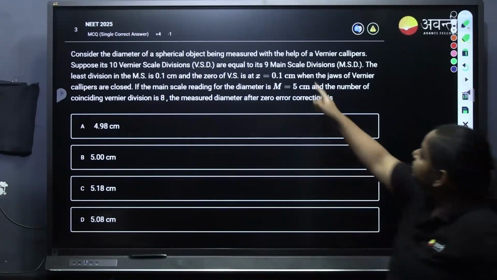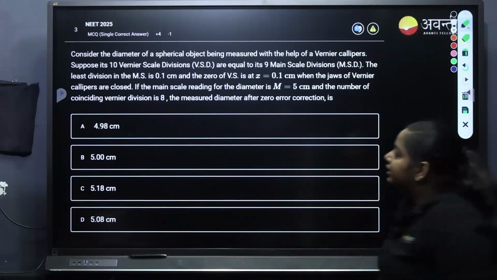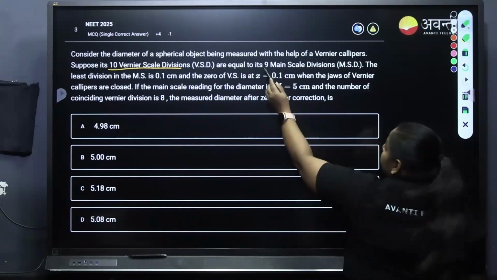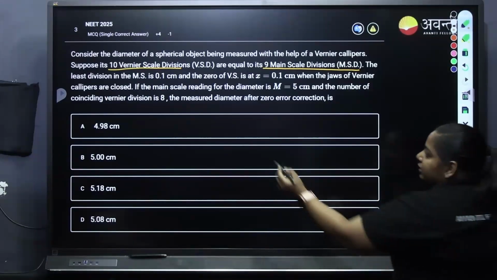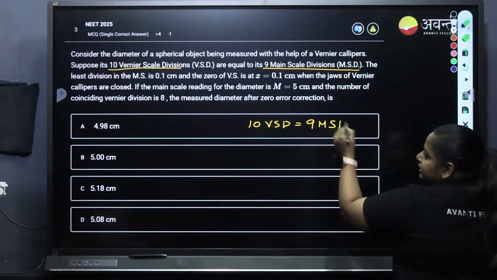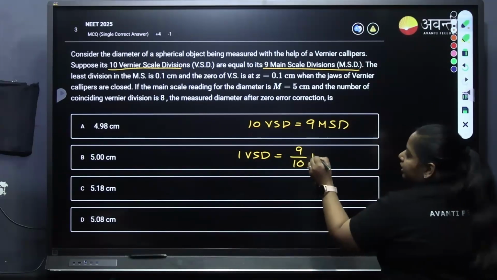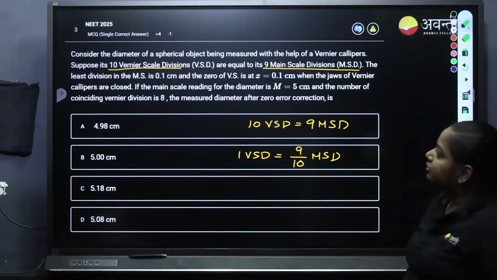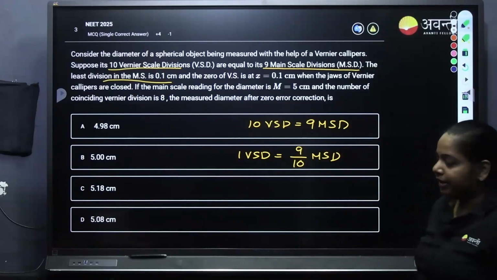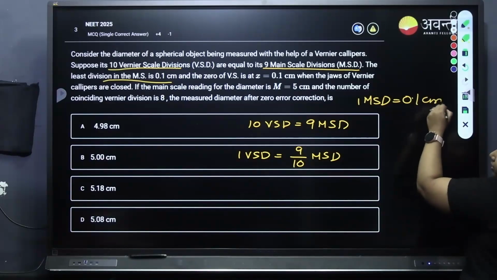Okay, so a spherical object's diameter is measured using vernier calipers. Its 10 vernier scale divisions, 10 VSD, is equal to 9 MSD. So first equate that: 10 VSD equals 9 MSD, which gives us 1 VSD equal to 9 by 10 MSD. Write till here and then stop. Then 1 main scale division is 0.1 centimeter. So 1 MSD is equal to 0.1 centimeter.